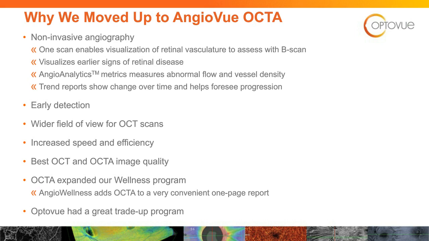We saw some preliminary pictures from some of the studies being done, and I saw it in lectures. Being able to have one scan that enables visualization of the retinal vasculature, to assess along with a B scan, was just what we wanted to bring to our practice: visualizing earlier signs of retinal disease. I'm going to show you some really cool slides within angio wellness with diabetes and macular degeneration.